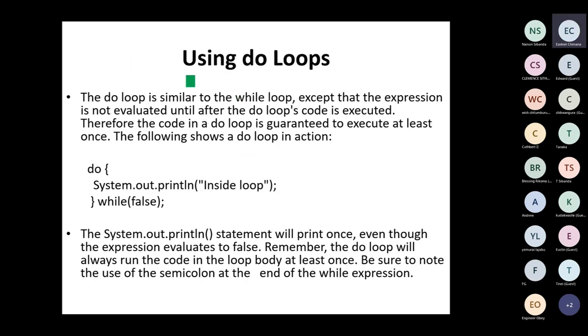So let's talk about the using of do loops, or the do while loops in Java. The do loop is similar to the while loop, except that the expression is not evaluated until after the do loop code is executed. Therefore, the code in a do loop is guaranteed to be executed at least once. The following shows a do loop in action.